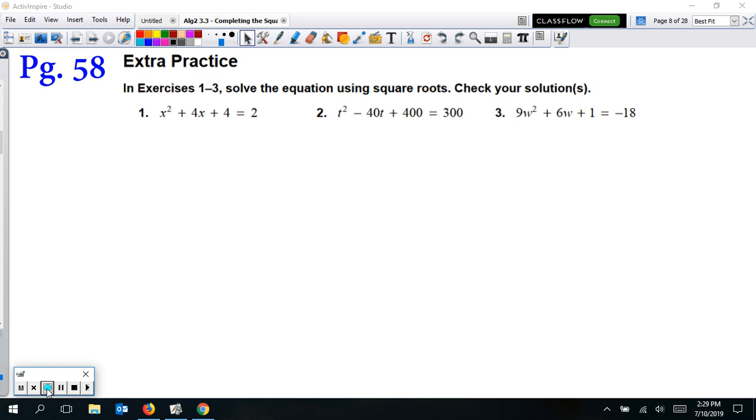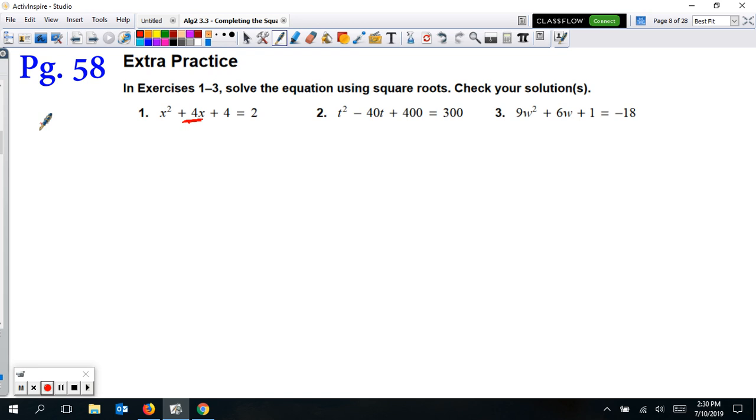We're going to jump right into our extra practice on page 58. Problems 1 through 3 say to solve the equation using square roots. That sounds like what we did in the last lesson, 3.1, but it doesn't look like what we were talking about, because solving using square roots means the equation is missing the bx term, like the 4x or the 40t here. If it's missing that term, then you can do it that way.